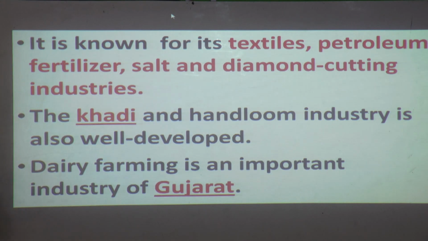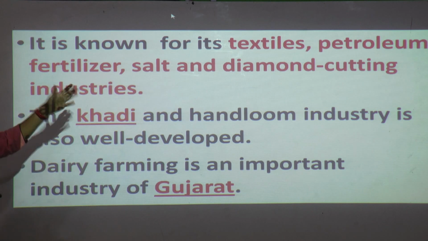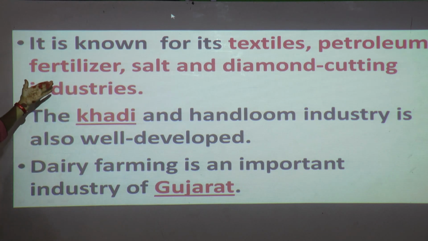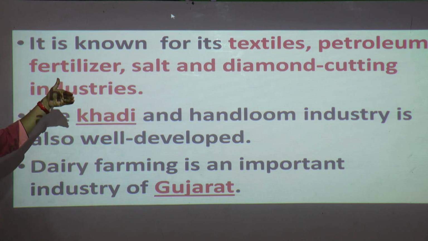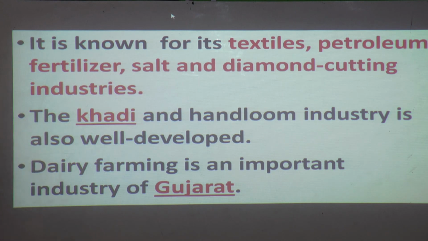Gujarat is known for its textiles. What else is Gujarat known for? Textile industries, petroleum, fertilizers, salt and the diamond cutting industry. The khadi and handloom industry is also well developed. Dairy farming is also an important industry of Gujarat.